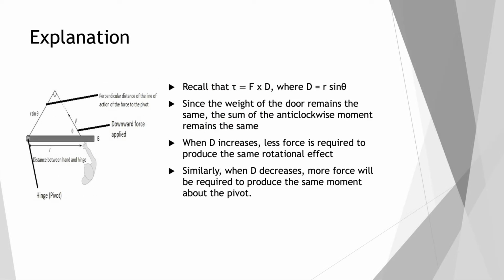Recall that torque is equal to the product between the force F and the perpendicular distance of the line of action of the force to the pivot D. In this case, D is R sine theta. Since the weight of the door remains the same, the sum of anti-clockwise moments remains the same. When D increases, less force is required to produce the same rotational effect. Similarly, when D decreases, more force will be required to produce the same moment about the pivot.